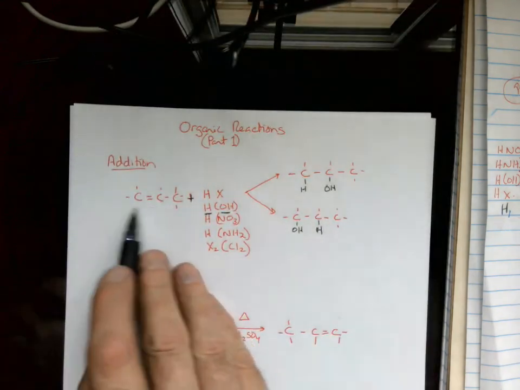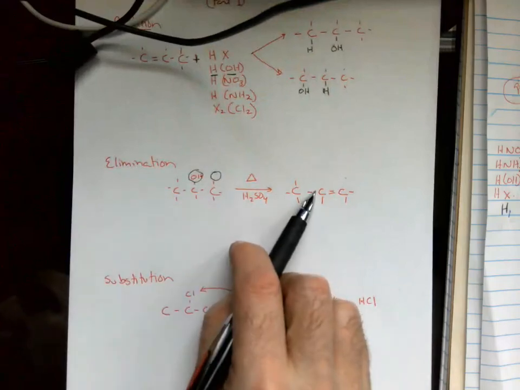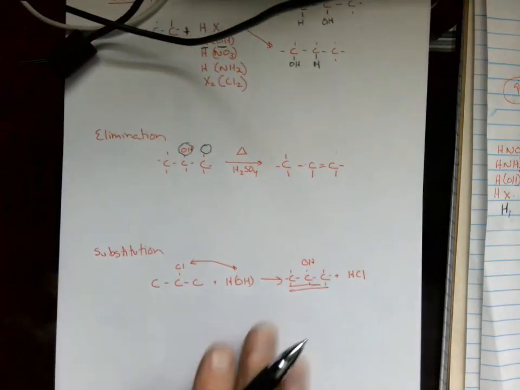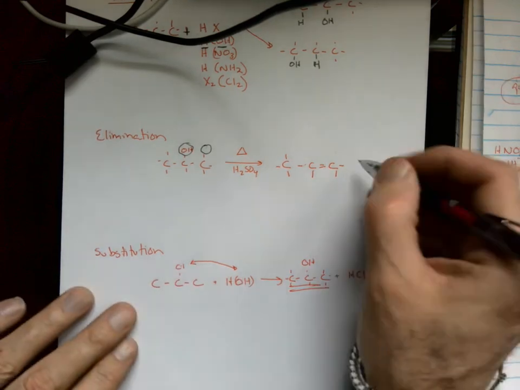So in an addition, we start with a double bond in a carbon chain. In an elimination, we make a double bond in a carbon chain. And in a substitution, we just switch places between 2 functional groups.